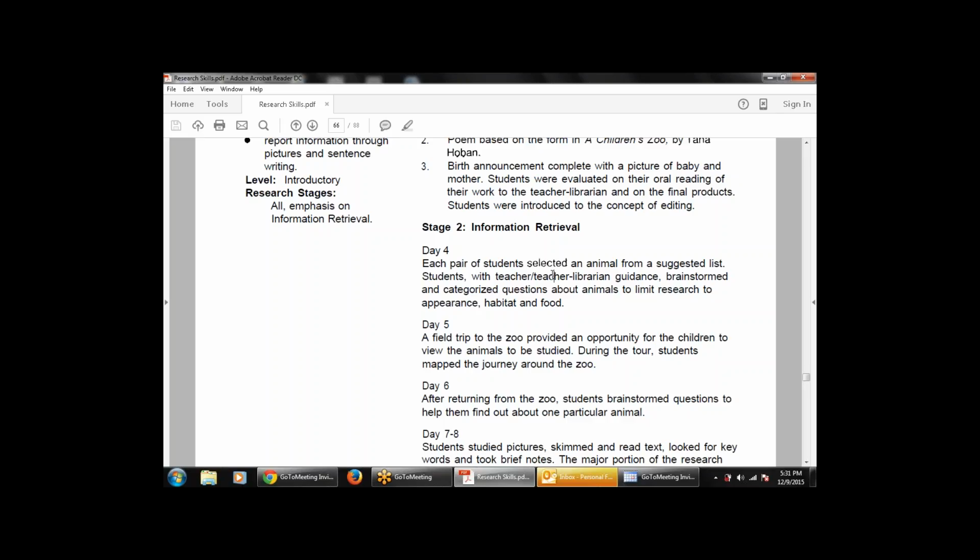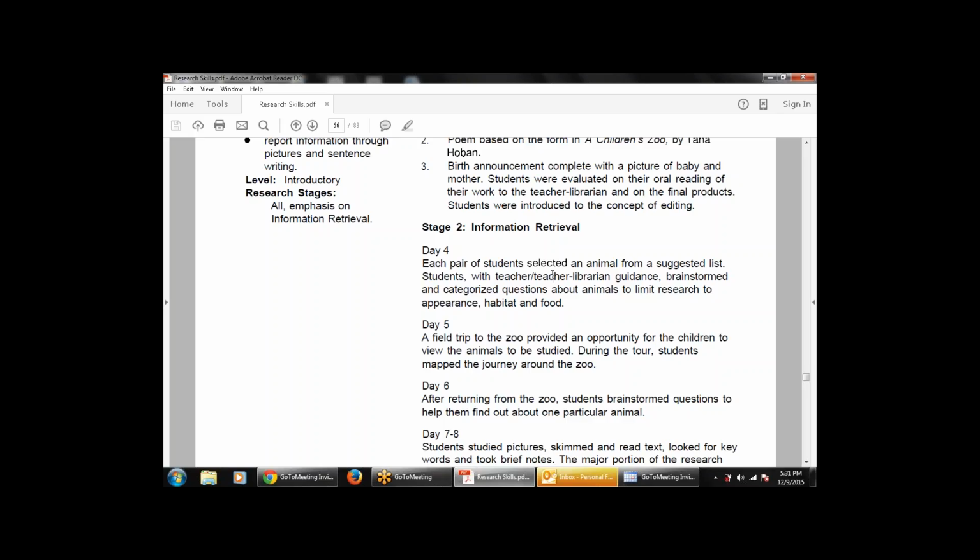That is how they limit the research to the appearance, habitat and the food. Then day number 5, that is a field trip to the zoo. This is also one of the major activities, that is whenever they ask for a trip, that means going to some place so that more and more information can be retrieved. So a field trip to the zoo provided an opportunity for the children to view the animals to be studied.